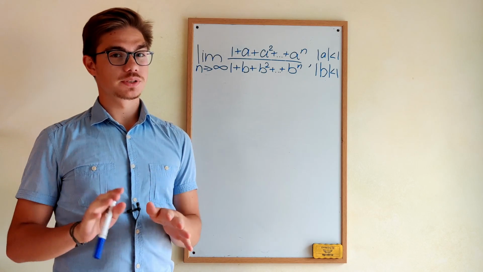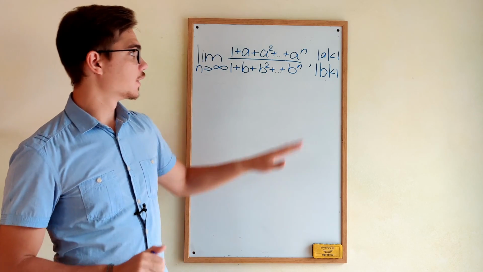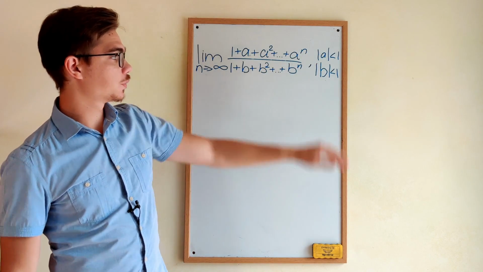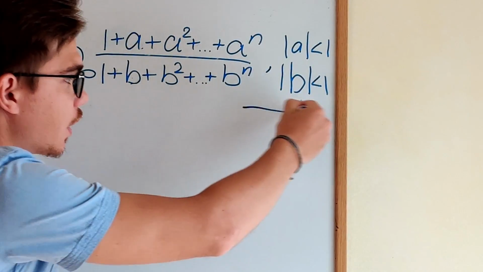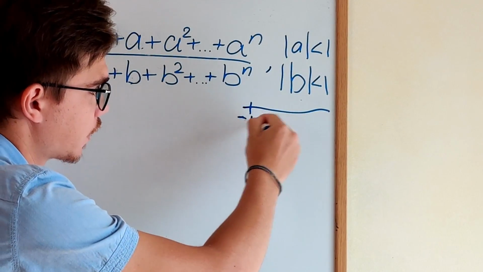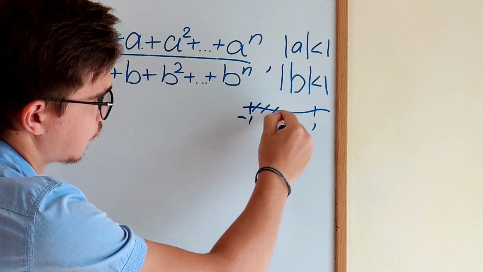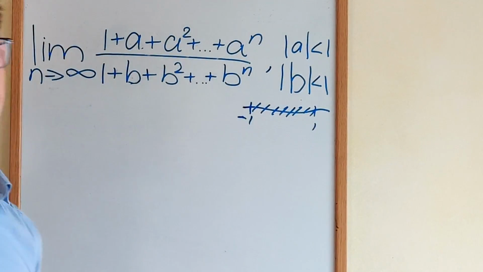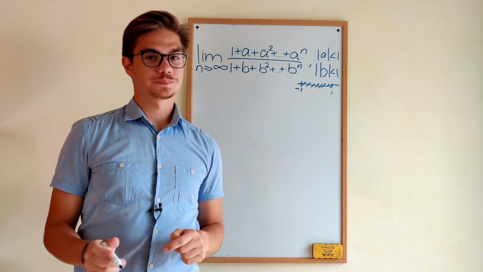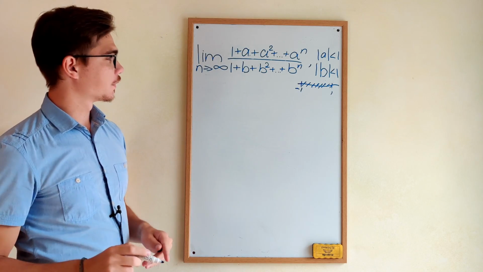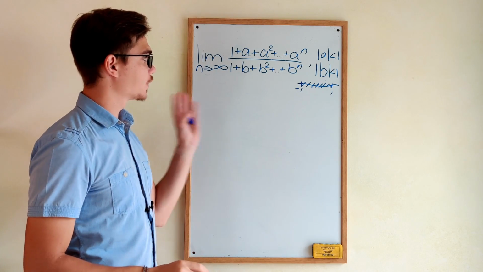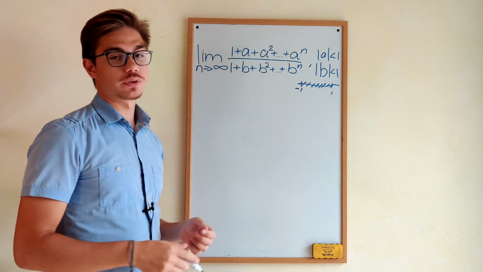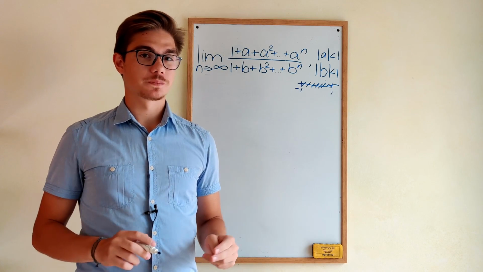We also have this little detail that the modulus of a and the modulus of b are both less than 1, which just means that a and b are bounded in the region -1 to 1. Now, this will be important later. Okay, so in order to solve it, we want to get rid of the infinite sums because we don't really have many tools to deal with them.